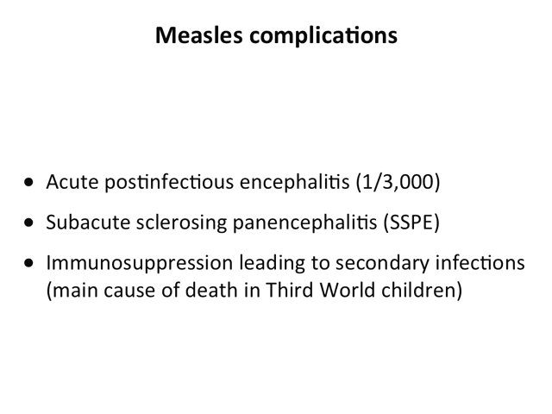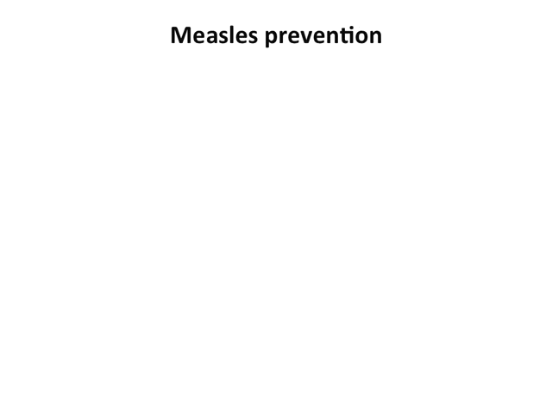So as a consequence, you don't have a good immune response against other pathogens that you might encounter. So you get secondary infections as a consequence of having measles. And that's the main cause of death in third world children who get measles. They get immunosuppressed and they get other infections, parasites or bacteria.